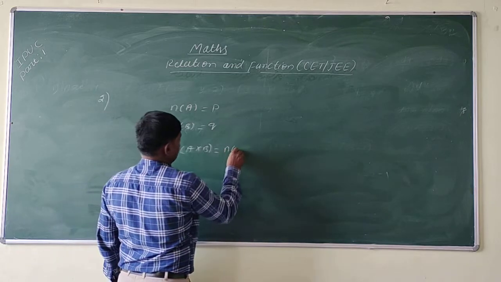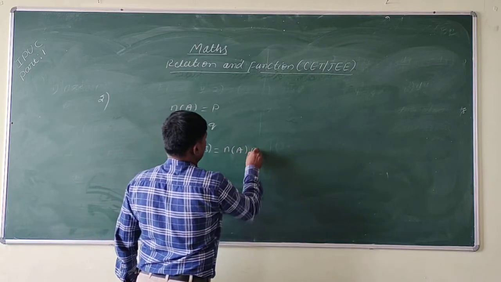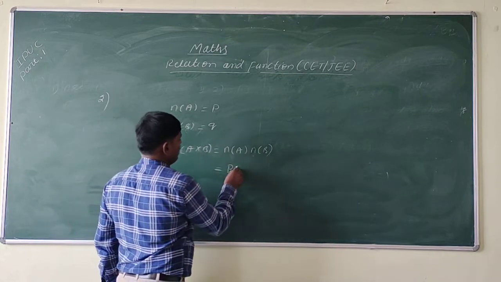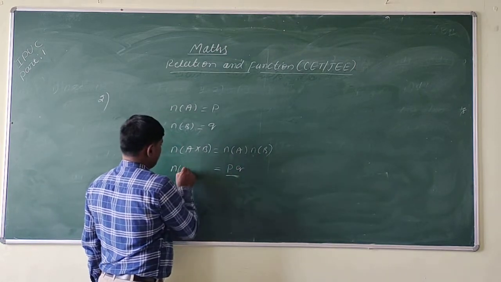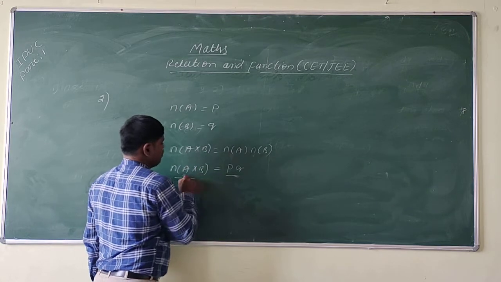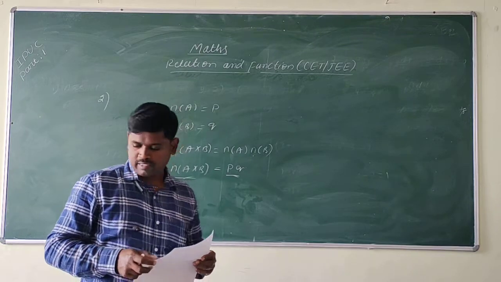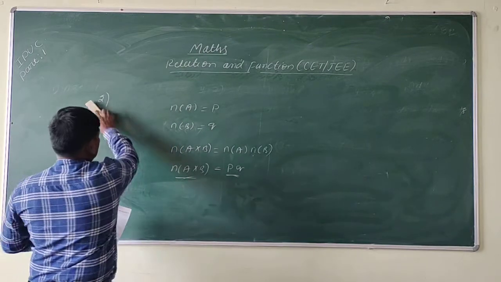This is always equal to n of A into n of B, so this is the product P into Q. Therefore n of A cross B is equal to P into Q. So option C is the correct option. Next, the third question.